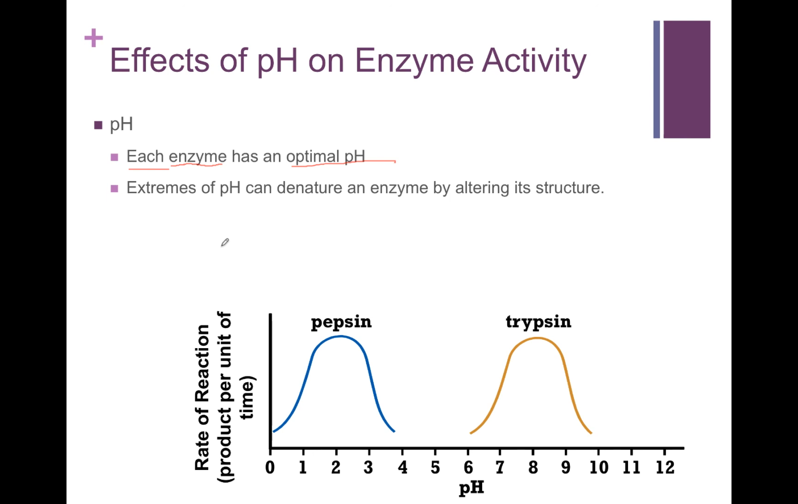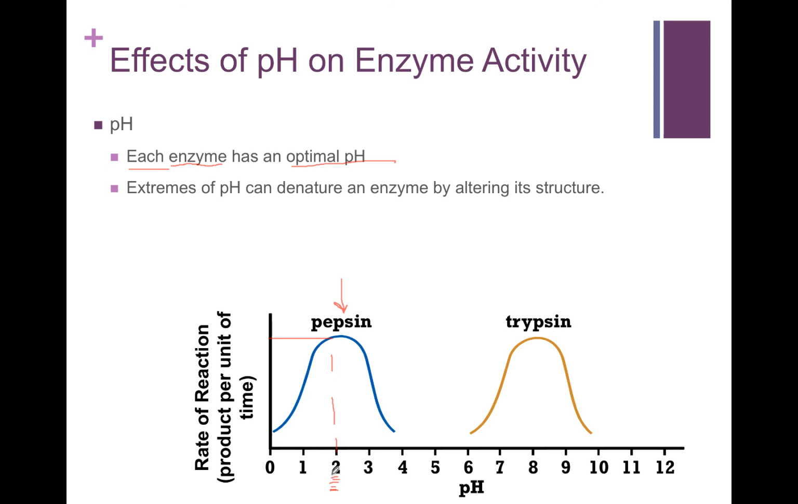It's what's extreme for one enzyme may not be extreme for another enzyme. For example, what we're looking at here is a pH scale and the rate of how fast this reaction is going. This is the pH from 0 to 12. And check this out. This is an enzyme called pepsin, and it peaks at a pH of 2. It has the highest rate of reaction. What's interesting about that is pepsin is in your stomach. Your stomach has a pH of 2. Your stomach is extremely acidic.